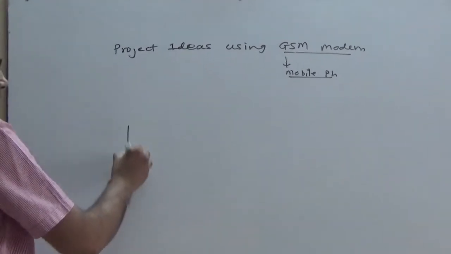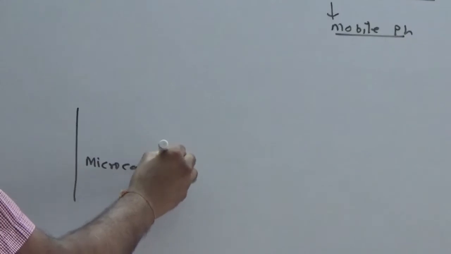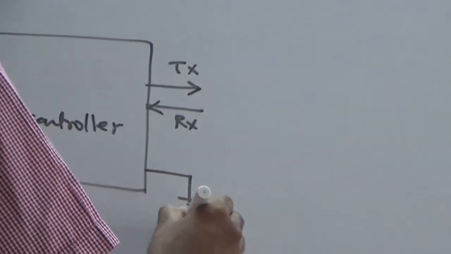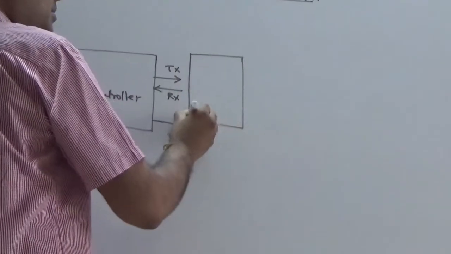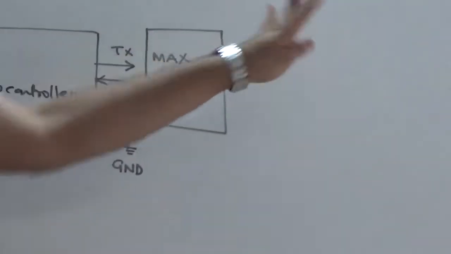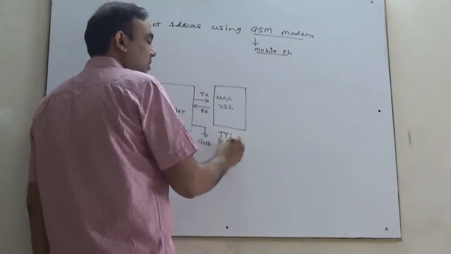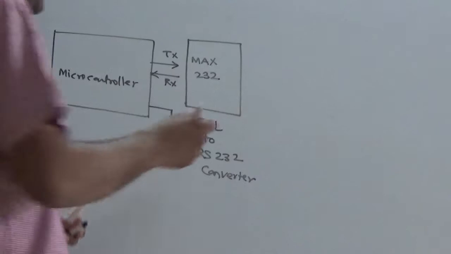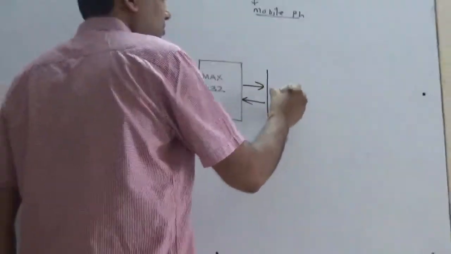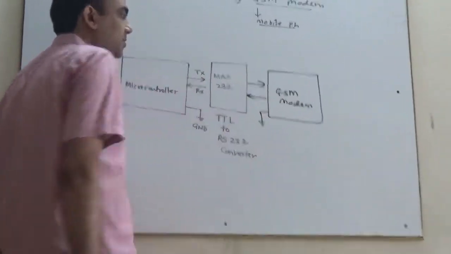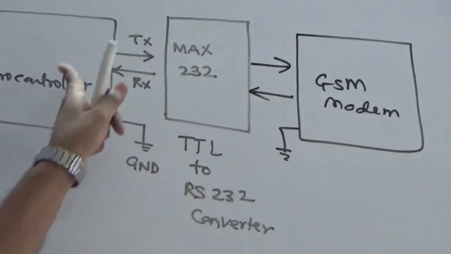So in general, the system will look like this. We have a microcontroller, and this microcontroller has a serial port, TX and RX, and ground. We have to connect a MAX232. This is a chip which will convert TTL signals into RS232, so it is a TTL to RS232 converter. We can connect the GSM modem like this. So in this way, the microcontroller can communicate with the modem on the serial port.